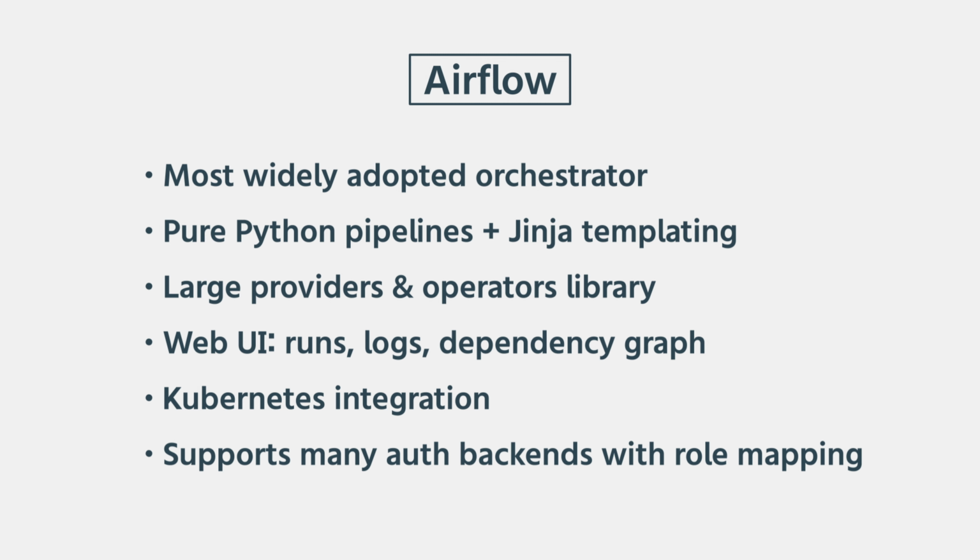Airflow is the most used open-source orchestrator. Pipelines are authored in plain Python. Dynamic generation is easy, and Jinja templating lets you render parameters dynamically at runtime. The providers ecosystem supplies many operators and hooks for databases, cloud services, and SaaS APIs, so you write less repetitive integration code. The web UI shows run status, task logs, and a graph view of task dependencies.